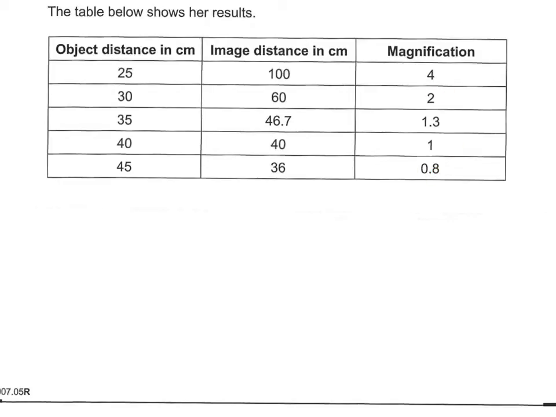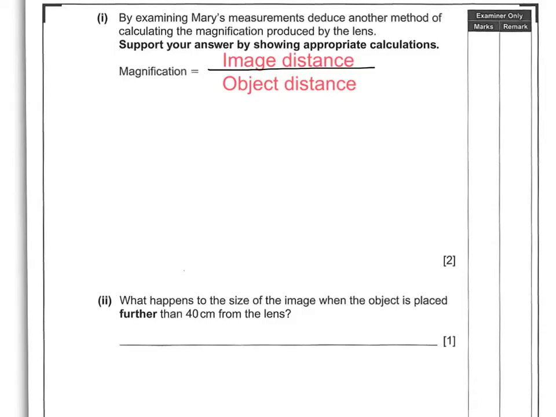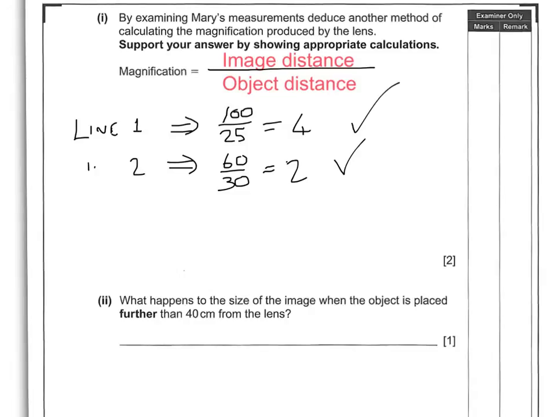And so that's what you're meant to say, that the magnification is going to be the image distance divided by the object distance. So we get magnification equal to image distance over object distance, and then you're asked to provide some calculations to show that it was true. So you just put a couple of calculations in that show that it is coming out to be the correct value.